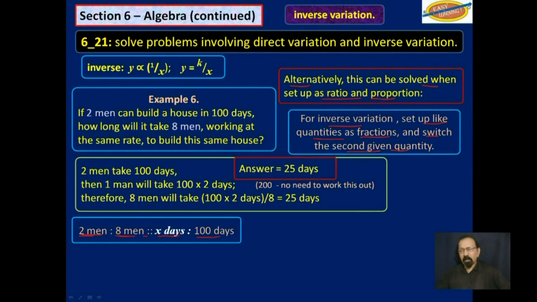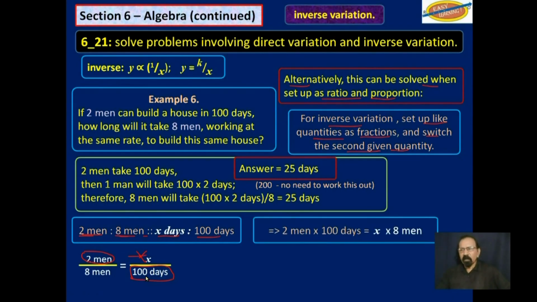So 2 men is to 8 men as x days is to 100 days. So when we set that up as fractions, we get 2 men over 8 equal to x over 100. Notice those 2 men took 100 days. Notice 100 is not up here. 100 is down here because it's inverse variation. So now that we have that, we cross multiply and we get 2 men times 100 days is equal to x times 8 men.